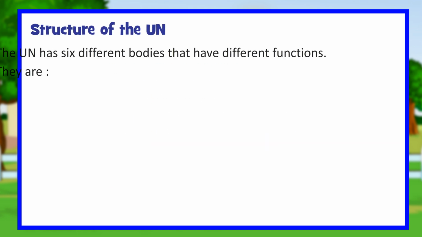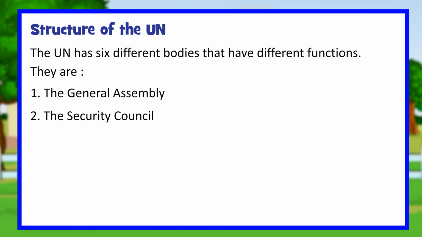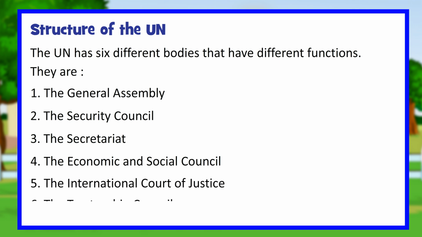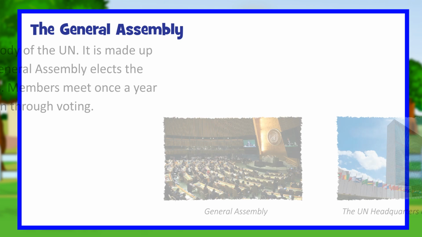Structure of the UN. The UN has 6 different bodies that have different functions. They are: 1. The General Assembly. 2. The Security Council. 3. The Secretariat. 4. The Economic and Social Council. 5. The International Court of Justice. 6. The Trusteeship Council.